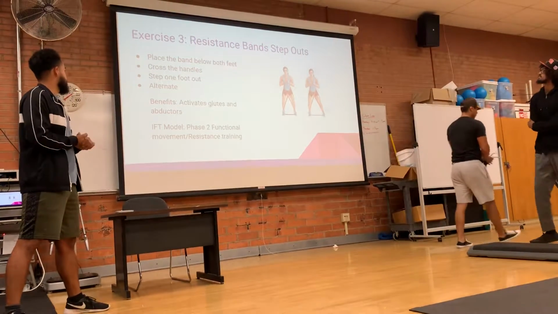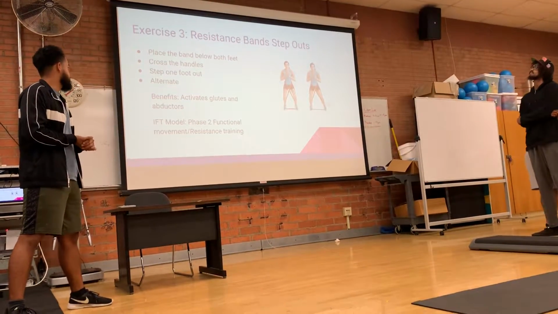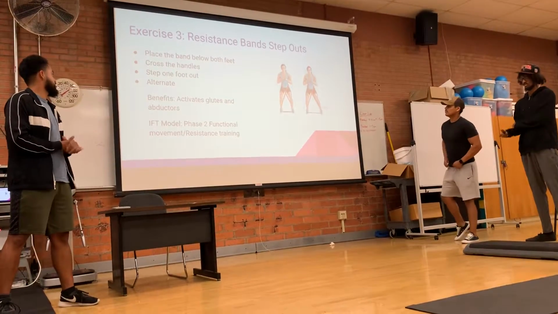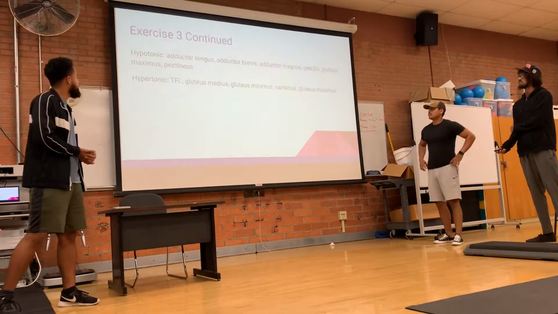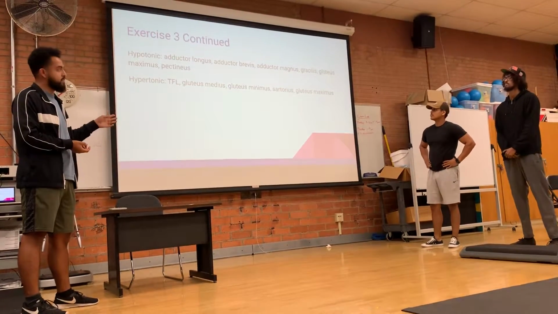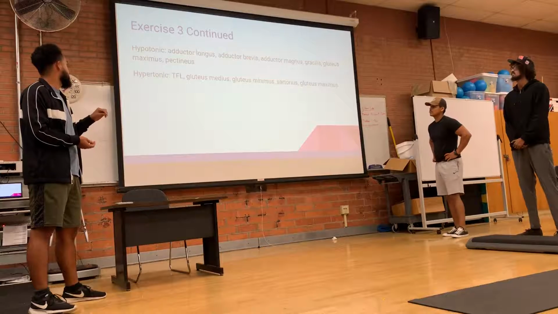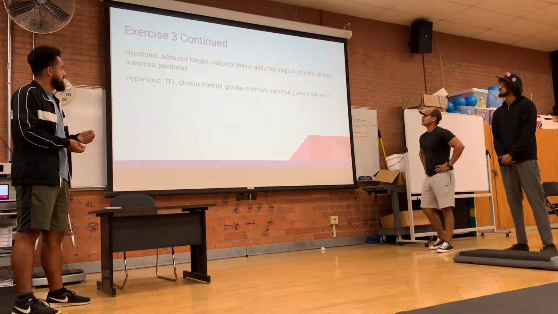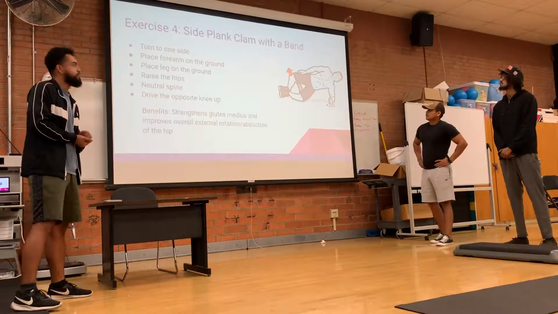Some of the benefits would be activating the glutes and the abductors. This also fits the IFT model for phase 2, which is functional movement and resistance training. The hypotonic muscles were the same as before in the previous exercise, and the hypertonic muscles would be the TFL, glute medius, glute minimus, sartorius, and glute max.